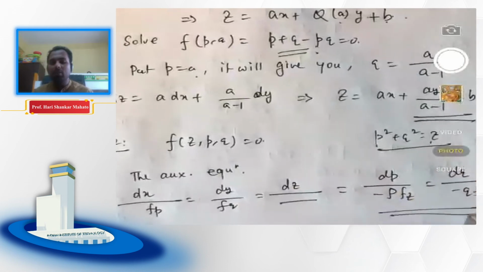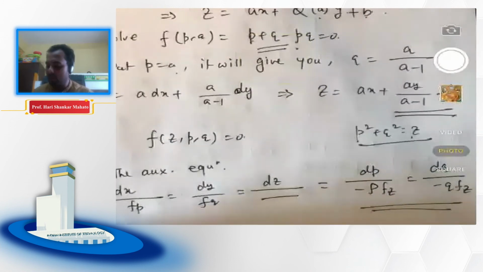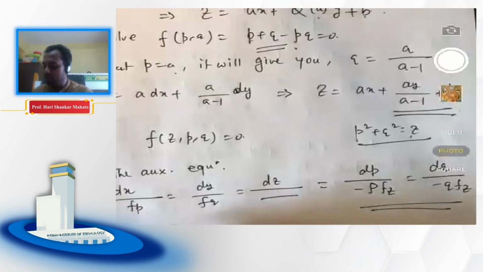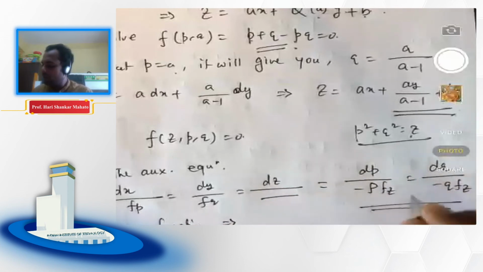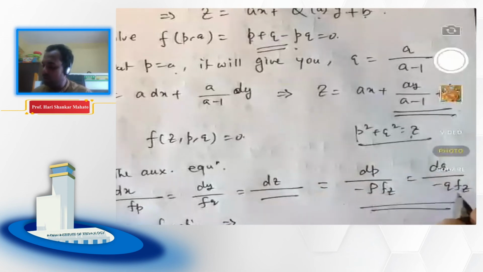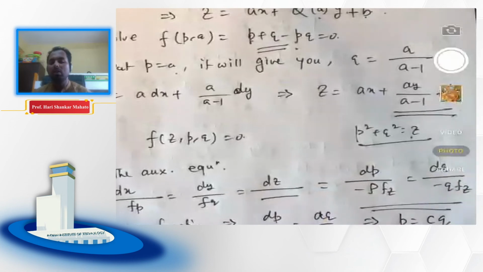So if you take the fourth and fifth fractions, what will we get? We will get fz cancelled out. Then you will get log of p equals to minus of log of q. So minus minus will get cancelled, sorry. So we will get dp by p equals dq by q. So from here we will get p is equal to cq, where c is the arbitrary constant.